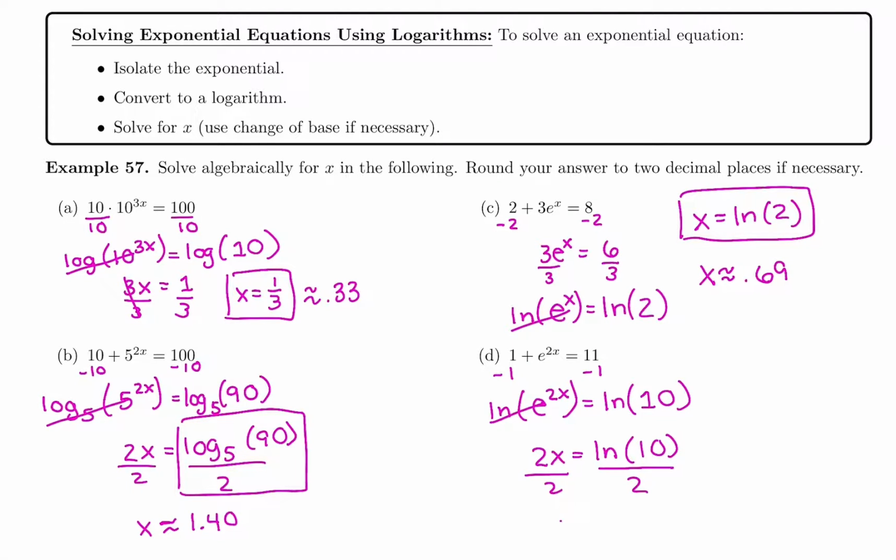So there's my exact answer: ln of 10 divided by 2. The decimal answer is about 1.15 when we round to the second decimal place. So my exact, and then also my rounded answer, which I can plug back into my calculator. 1 plus e to the 2 times ln of 10 divided by 2 does give us 11.